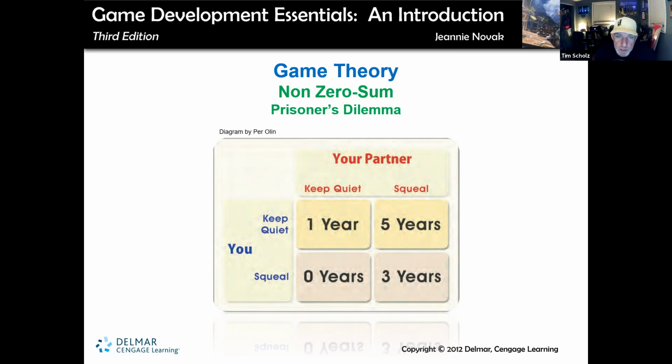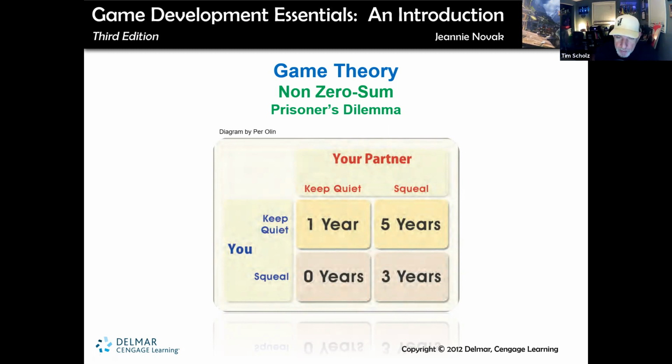The reason the prisoner's dilemma adds into non-zero sum game theory is that it adds the concept of temptation. You have this temptation to squeal, because with the temptation to squeal, you get 0 years in prison. However, if you do yield to the temptation, you're also running the risk of your partner doing the same, which means you could end up in the worst case scenario.